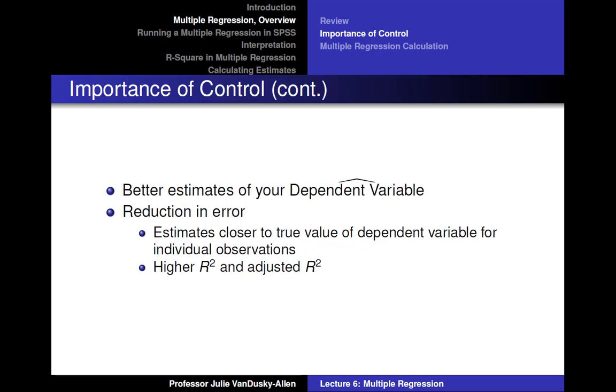Another reason we run multiple regression is that it allows us to make better estimates of our dependent variable. Since we are including multiple independent variables, it allows us to take into account more factors that explain variation in our dependent variable, leading us to make better estimates of our dependent variable. And if we make better estimates, that leads to a reduction in our errors. Since our estimates for individual observations will be closer to the true values, our errors will be smaller. And a reduction in error leads to a higher R-square and adjusted R-square, meaning our models are explaining more of the variation in our dependent variable.